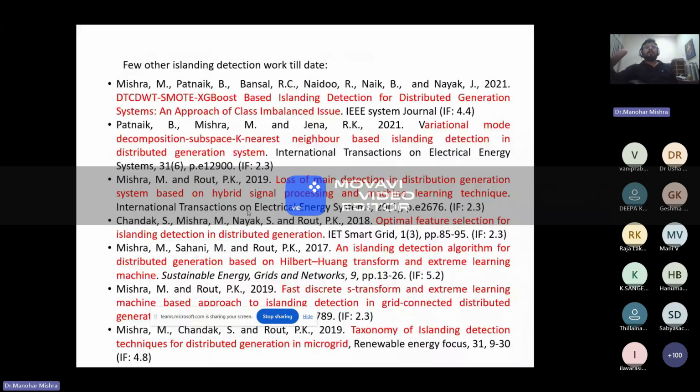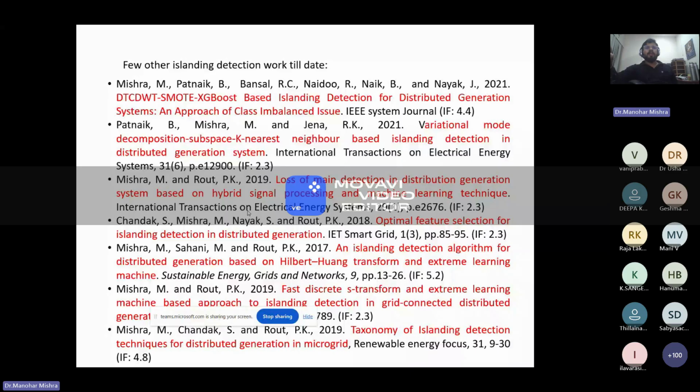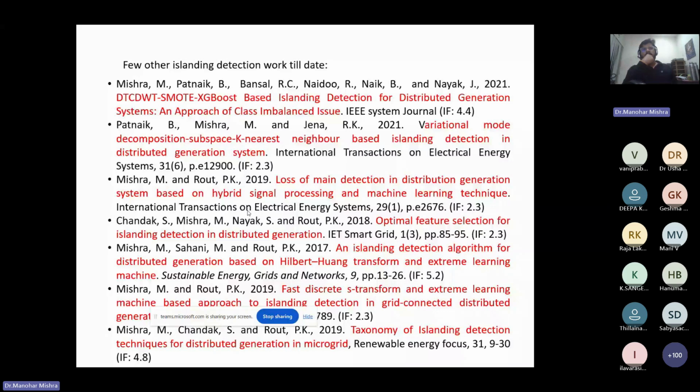And these are a few other islanding related works that I have worked on and published, like in the IEEE Systems Journal and the International Transactions on Electrical Energy Systems. In the IEEE paper we applied the dual tree complex discrete wavelet transform and the XGBoost algorithm with SMOTE. This was published in 2021.